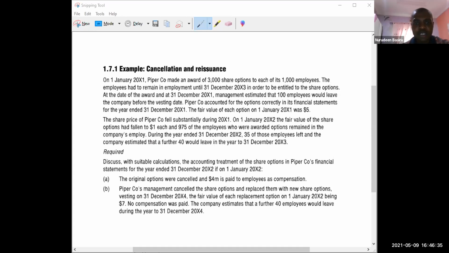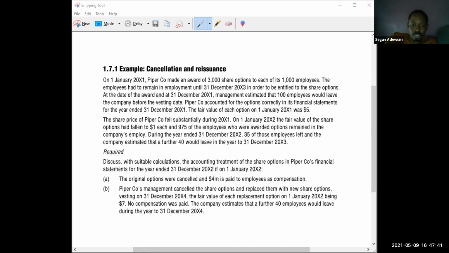Some of the dynamics in this question are that in the second year, the share option of the entity dropped to $1 from $5. And this made the employer cancel the original option for those that are vesting and replace it with a cash payment of $4 million as compensation to the employee. And later, they reprice the options to $7. That is what I can say on the question.